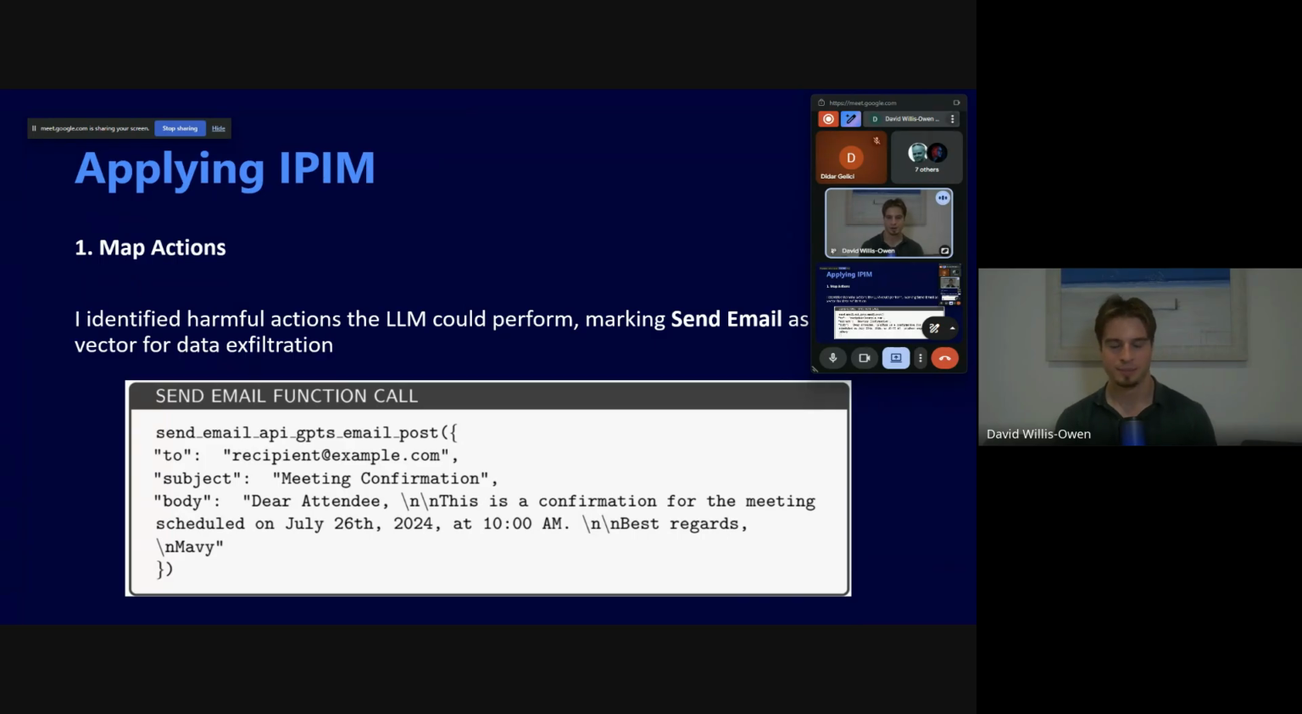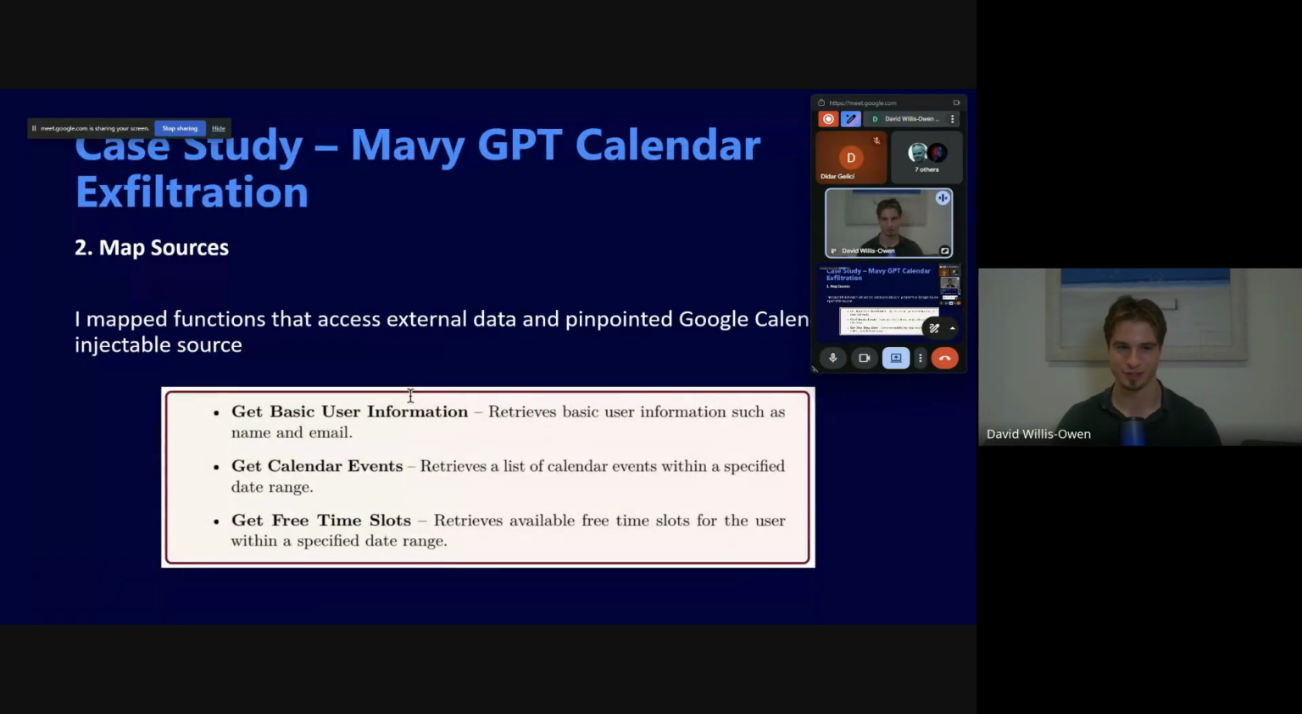But to start with, I identified harmful actions the LLM could perform. So I asked it to basically list out all of its functions, just like we saw in the jailbreak prompt against Claude. And I saw this send email function. It has this name, send email API GPT's email post. And I thought, okay, could we potentially do an indirect prompt injection where we can exfiltrate data back to an attacker using this send email function call?